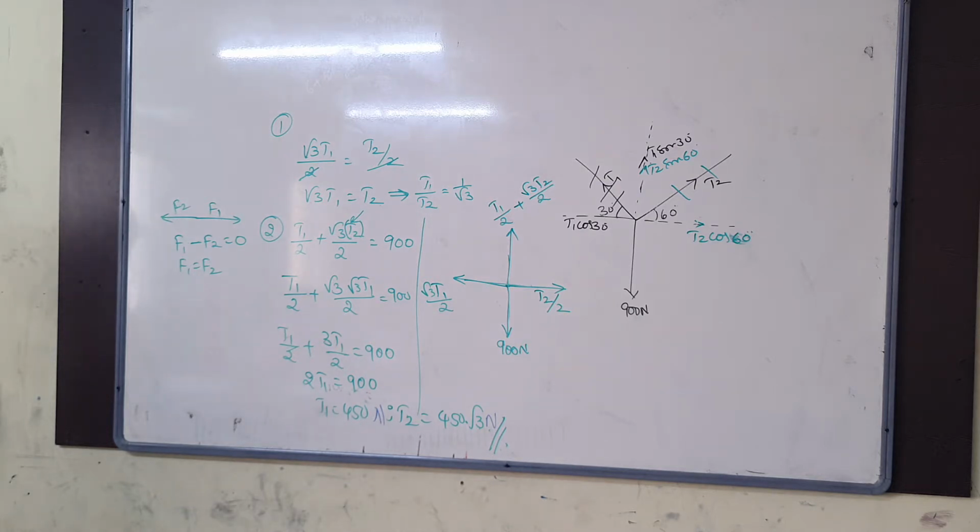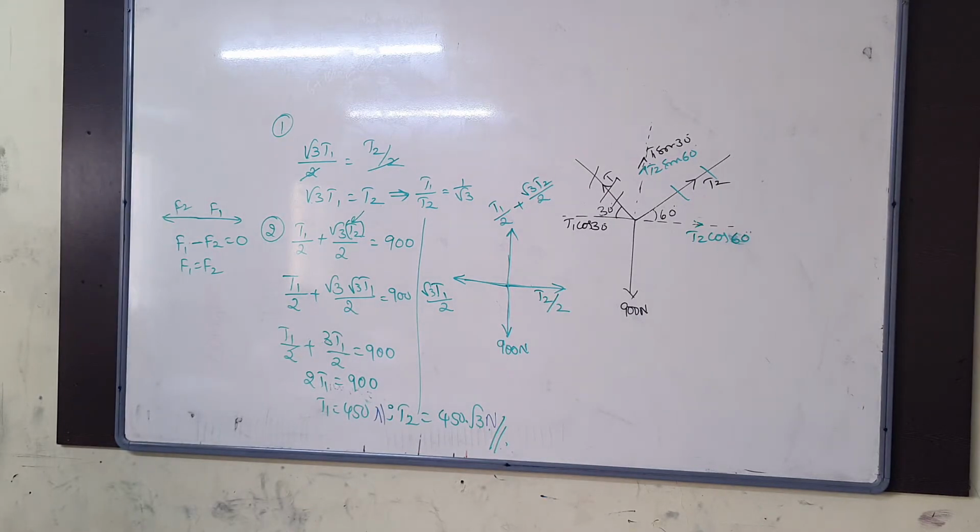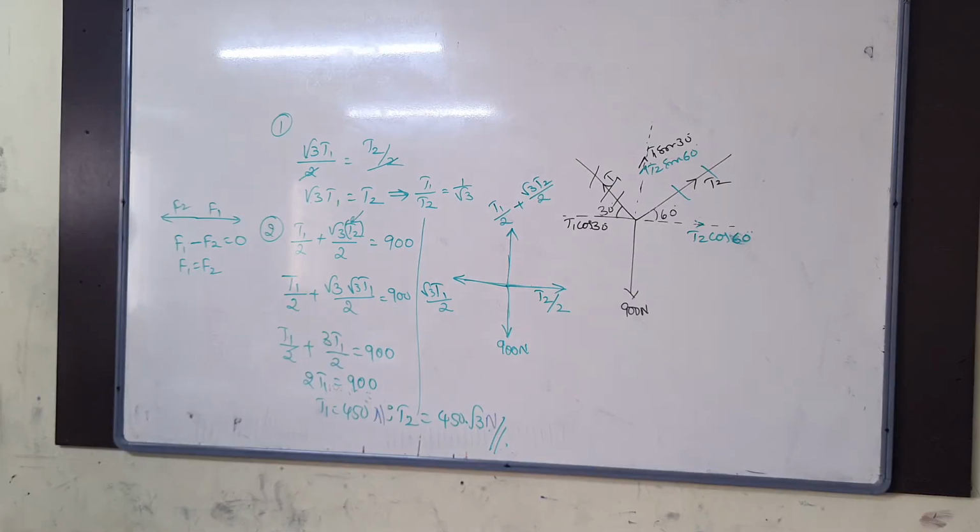T1 cos 30. Where is the diagram? T1 cos 30 is equal to T2 cos 60. Correct only. T1 cos 30 equals T2 cos 60. T1 cos 30 means how much? Root 3 by 2, T1 into root 3 by 2. T1 by T2 is equal to cos 60 by cos 30.